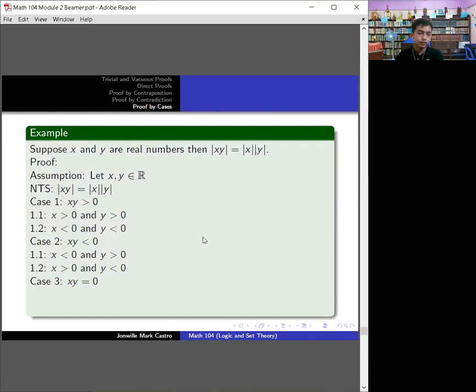Case 3, x times y is 0. So, ang cases niyan, either 0 si x or 0 si y. Okay, case 1. Case 1.1. So, we have 1, 2, 3, 4, 5, 6 na subcases na ipoprove natin.